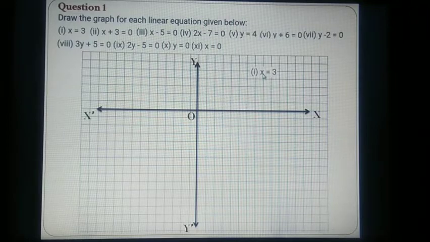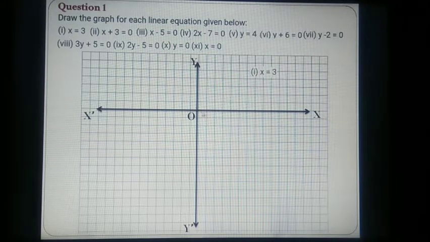Obviously x equals k is a line parallel to the y-axis. So x equals 3 is also a line parallel to the y-axis, at a distance of 3, because it says x equals 3. Let us count where 3 is. As I said, 2 boxes give me 1 unit, but we need 3, so 2 into 3, that is 6 boxes give me 3.